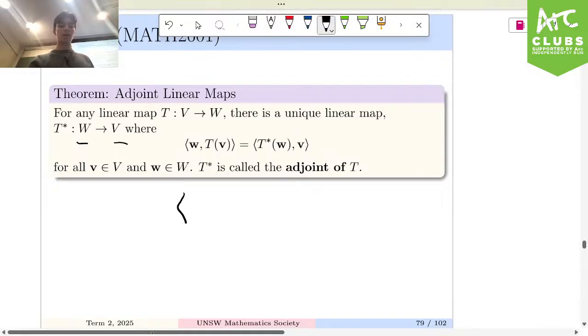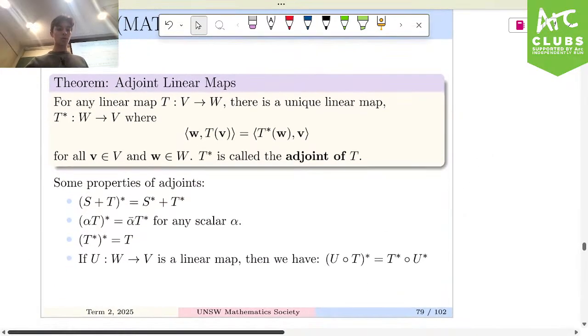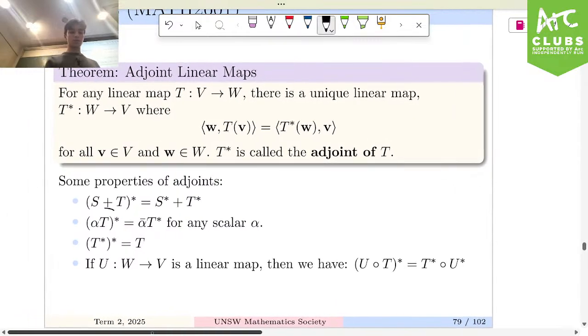What this essentially means is that the adjoint is an operator that allows you to swap a linear map between the two sides of an inner product, right? The only thing you have to do is apply the adjoint to it. So here are some properties of them. They preserve addition, and multiplying by a scalar on the inside is equivalent to multiplying by the conjugate of that scalar on the outside.